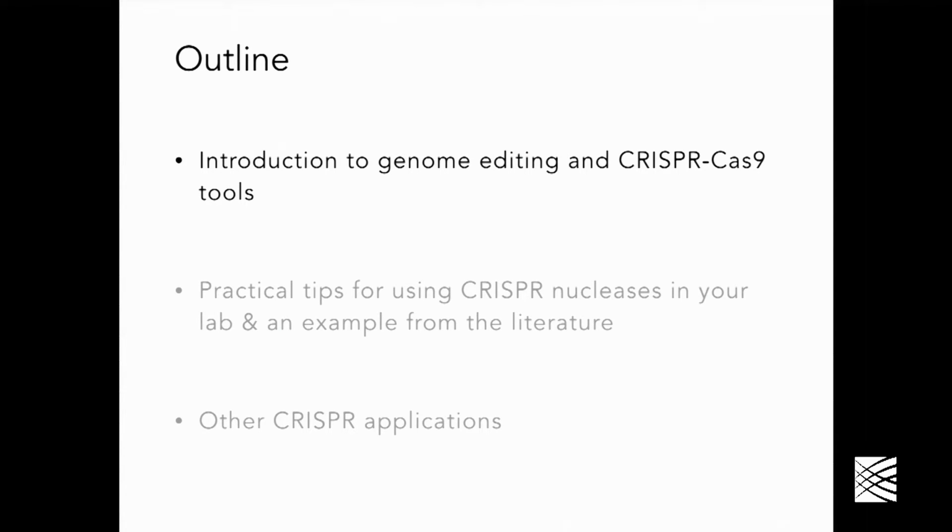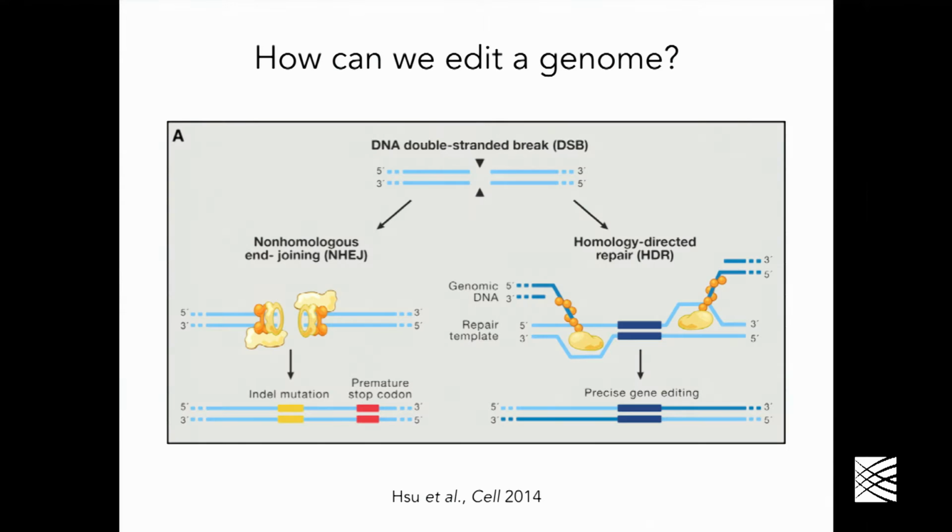And so to start with an introduction to genome editing, first, how is it possible to even edit a genome? To do genome editing, we take advantage of processes that are naturally present in mammalian cells to repair double-strand breaks. And these processes are there because it's very important to be able to repair double-strand breaks, because it can be very bad for a cell to lose part of its chromosome.